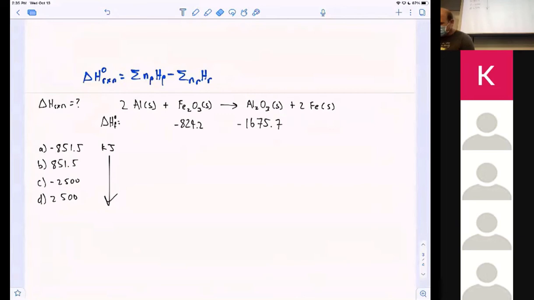So, although the thermite reaction specifically makes liquid iron, I put solid iron because the heat of formation of solid iron is 0. This is an element. So what is the standard enthalpy of reaction for this one here?